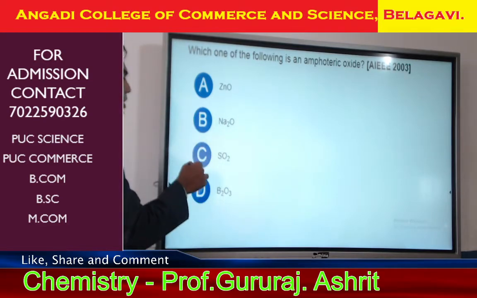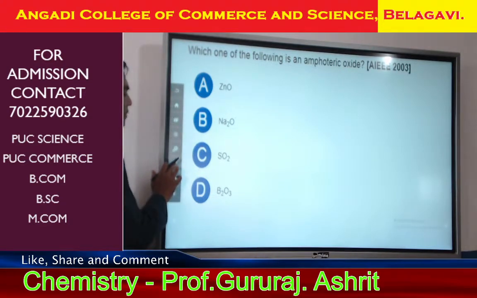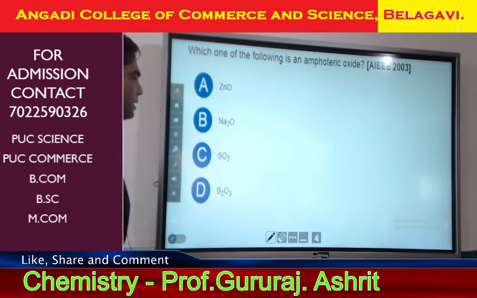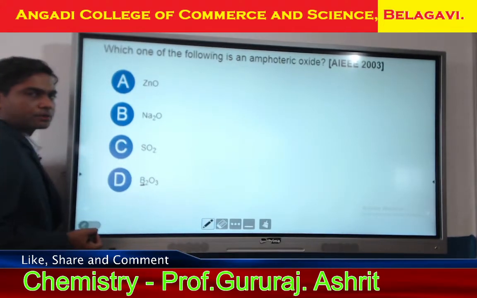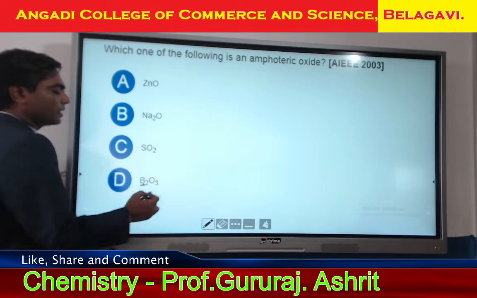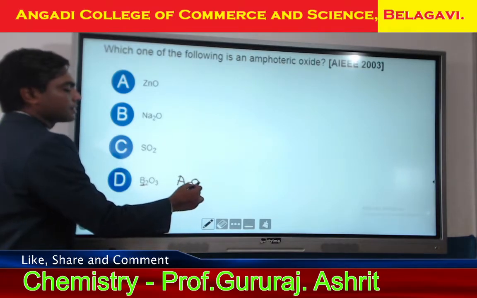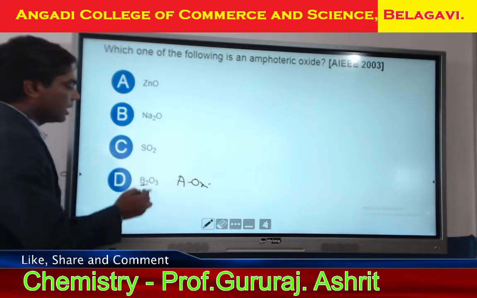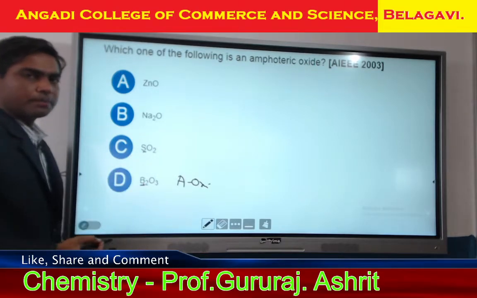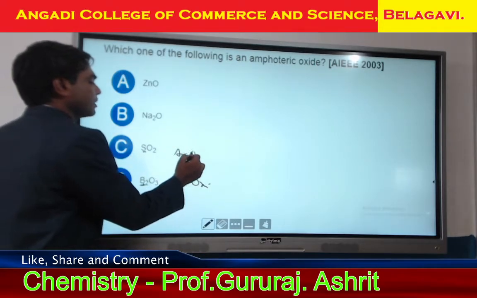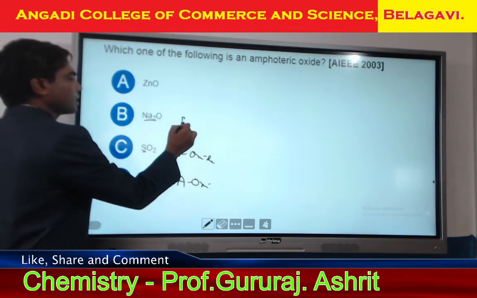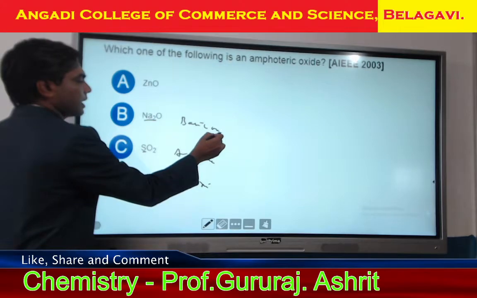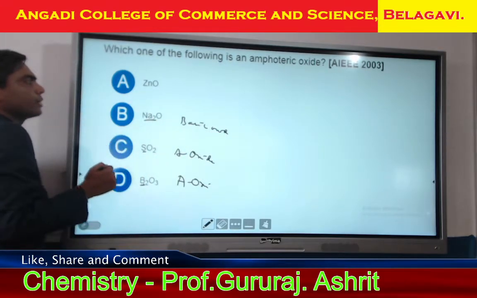Okay, when you see all these options, which will be amphoteric? Let's see. I will go from the bottom. Boron trioxide: B is a non-metal, therefore it is an acidic oxide. And SO2: S is a non-metal, therefore it is also an acidic oxide. Na is a metal, therefore it is a basic oxide. Like this also, mechanically you can do.